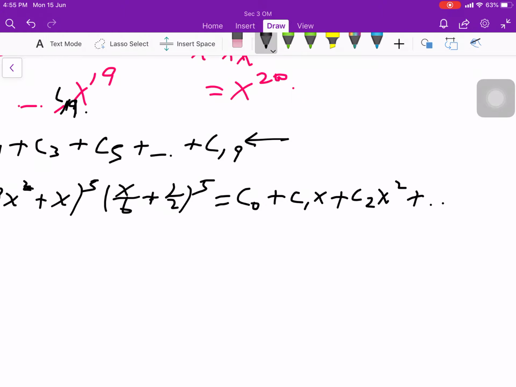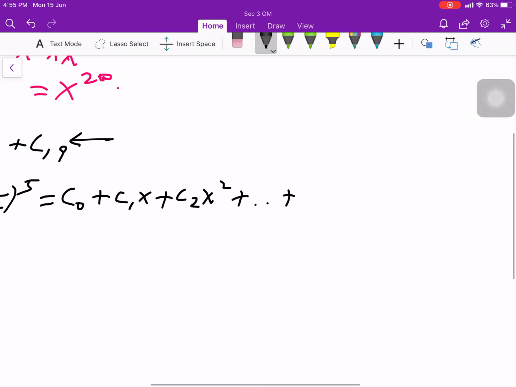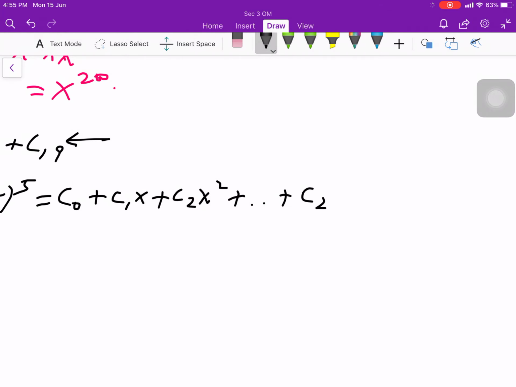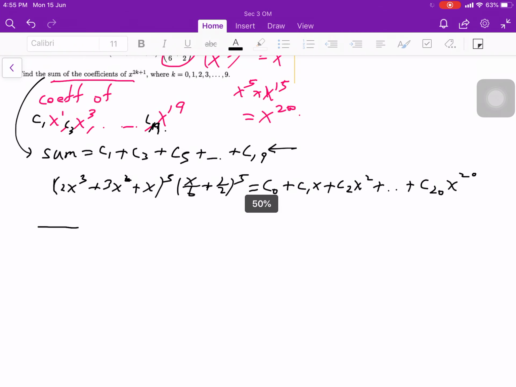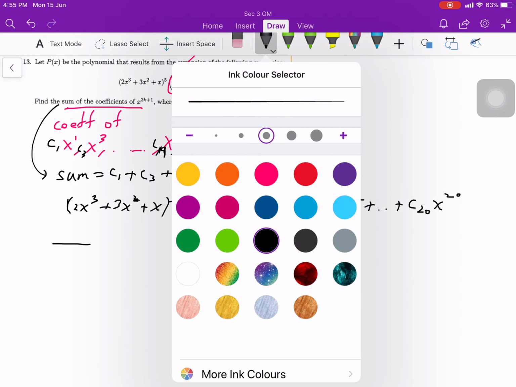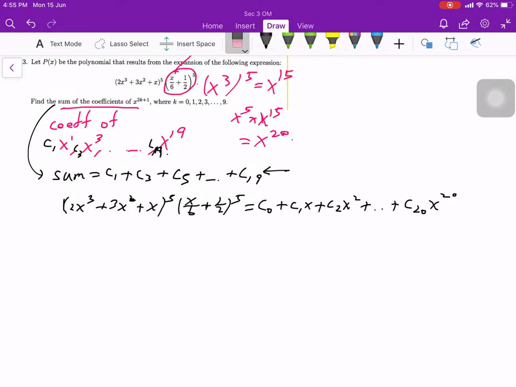I don't want to introduce complicated notation. I will just say that it will go all the way to C20 x to the power 20. Whereby your C0, C1, C2, all the way to C20 are just constants. Understand, guys? Let me shrink it down so that you understand what I'm trying to do. Then in this case, can you see that, class? It's not as complicated as you think.